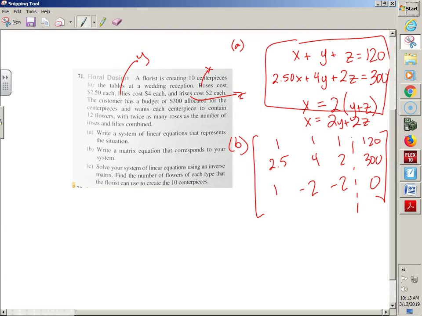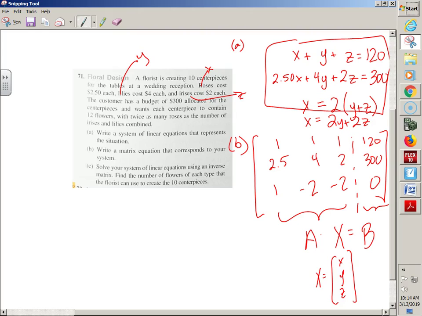Oh, it said matrix equation. Okay, matrix equation, we can make this matrix A. They wanted it to be all nice and pretty. So this could be matrix A times our unknown matrix X equals matrix B. We haven't defined our unknown matrix yet. It would be our X and our Y and our Z. So that's technically following the directions. So we have A times the unknowns equals B.